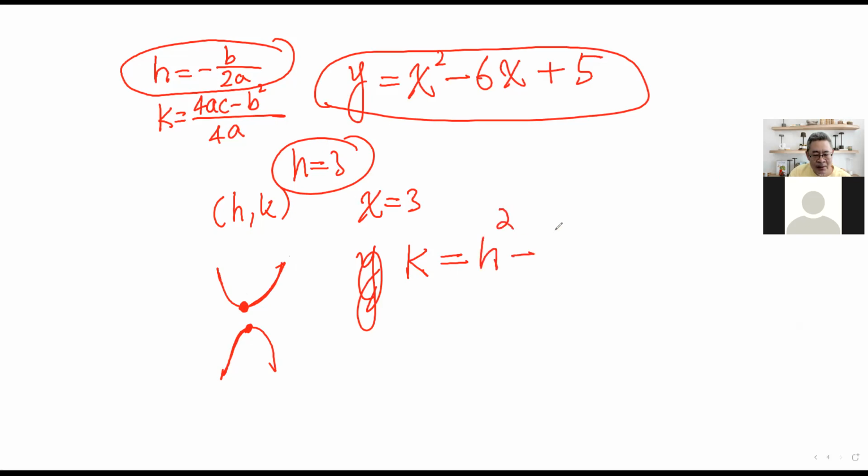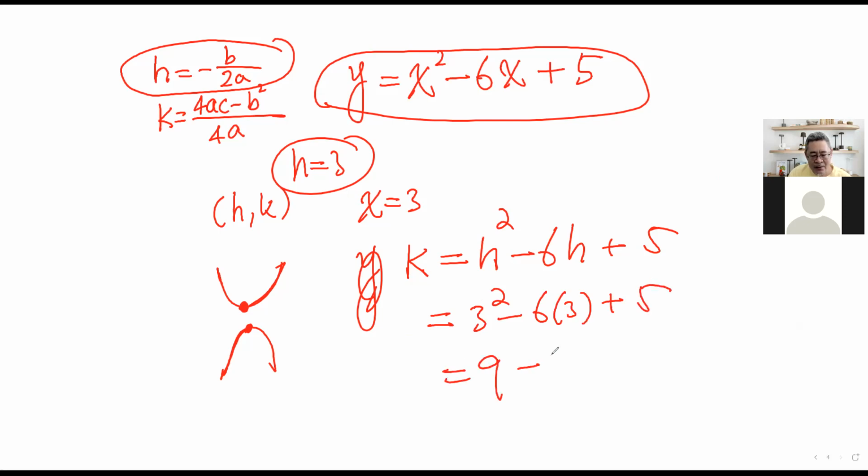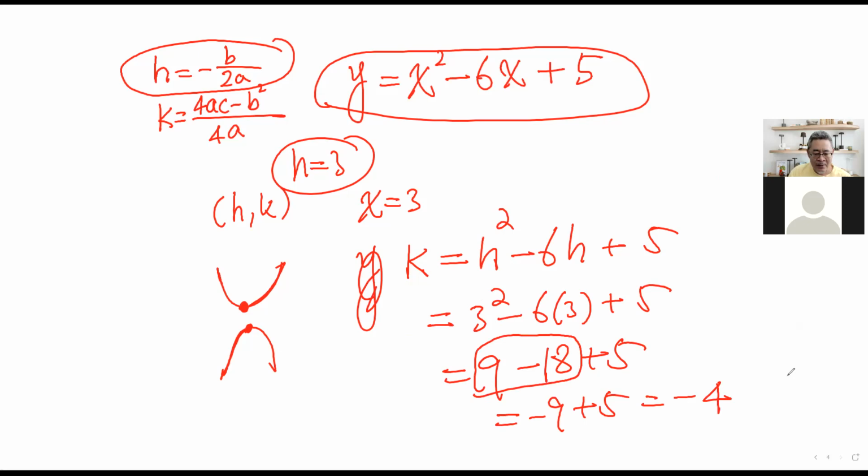h squared minus 6h plus 5. So we got 3 squared minus 6 times 3 plus 5, which is 9 minus 18 plus 5. Negative 9 plus 5 gives us negative 4. Good? Why did you make the 9 negative? Oh, 9 minus 18 is negative 9. Oh, okay. Yep, that makes sense.